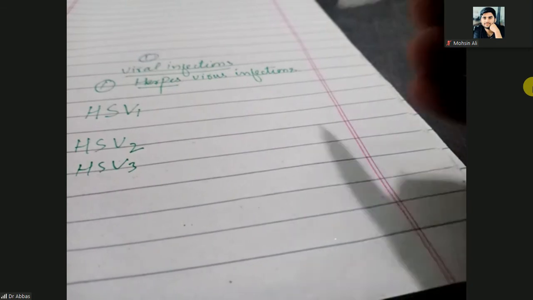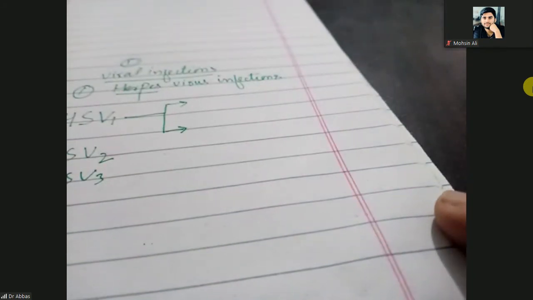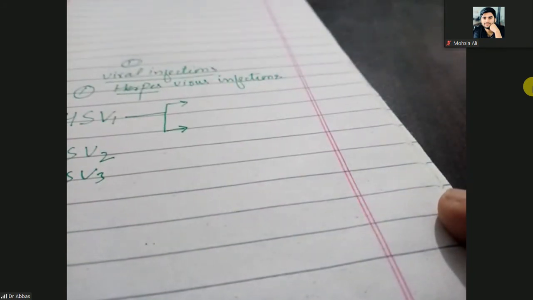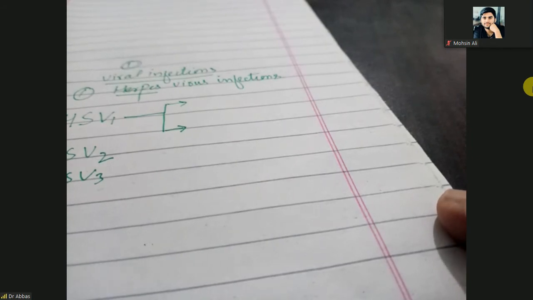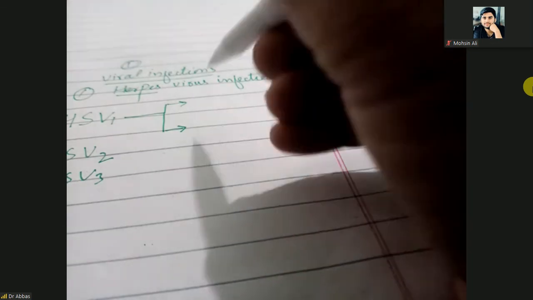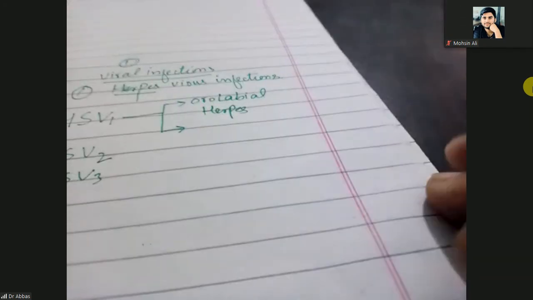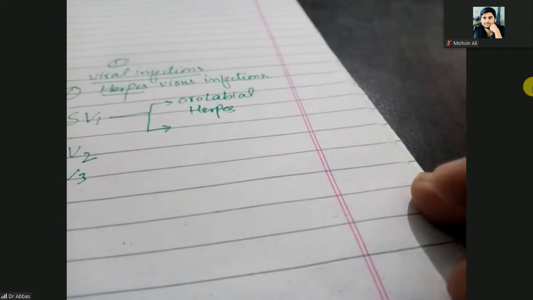Okay, so what infections does the herpes simplex virus cause? Herpes simplex virus 1, 2, 3, and up to 8. We'll discuss one by one. Herpes simplex virus 1, HSV1, causes the orolabial herpes.